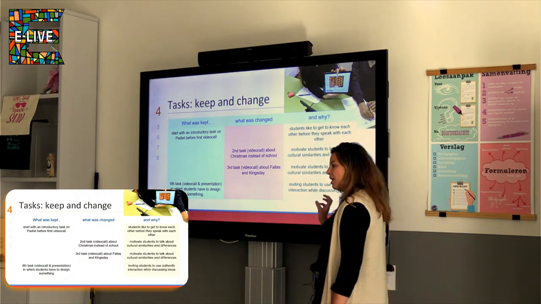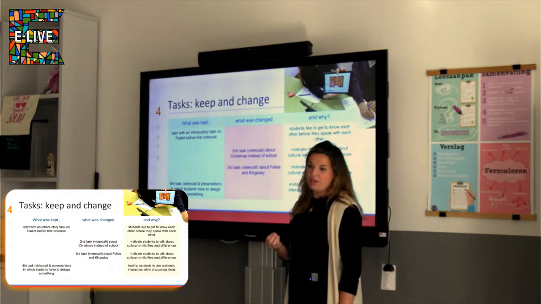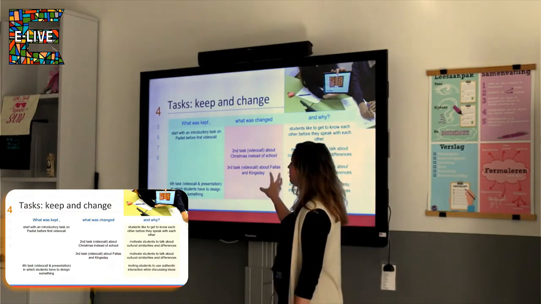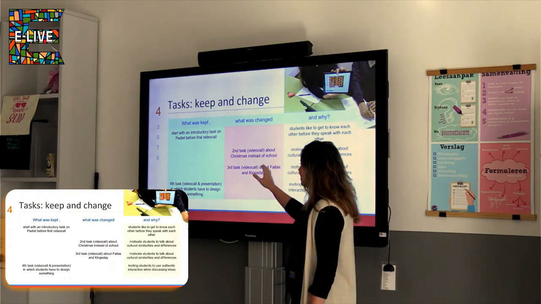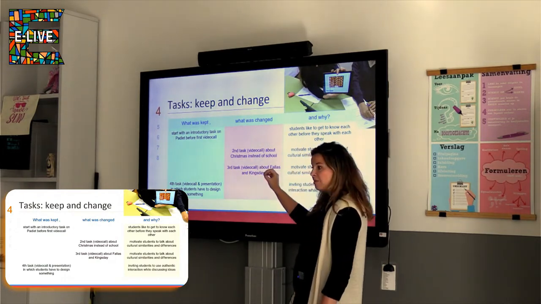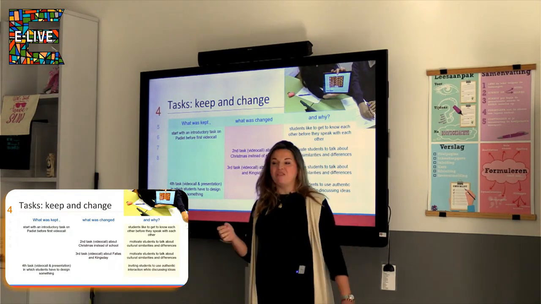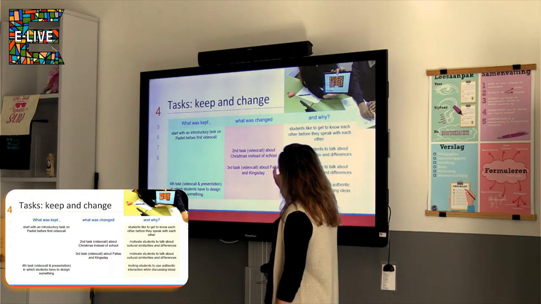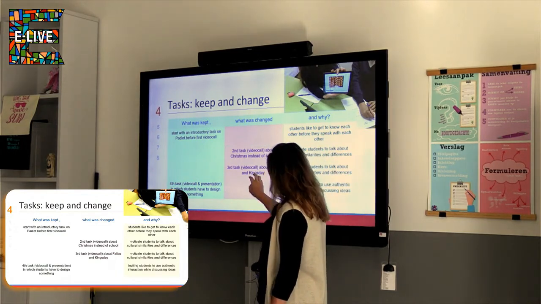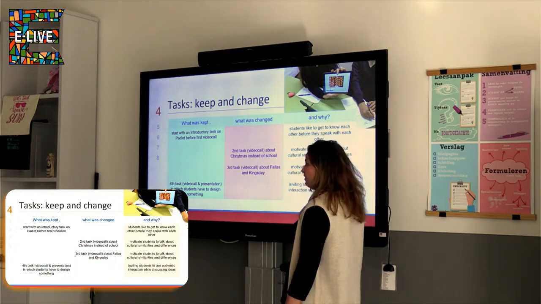Basically the things that were changed because we wanted something that was meaningful to them. We were talking first about the schools here in the second and third task, and we decided to change to festivities like Christmas. There was a big festivity, and we thought there was a common festivity for all of us. And then we narrowed it down to festivities like Fallas and King's Days. We wanted them to talk about cultural similarities and differences.